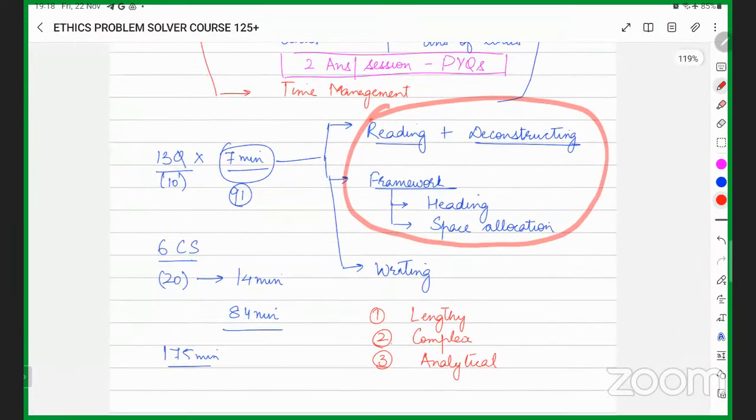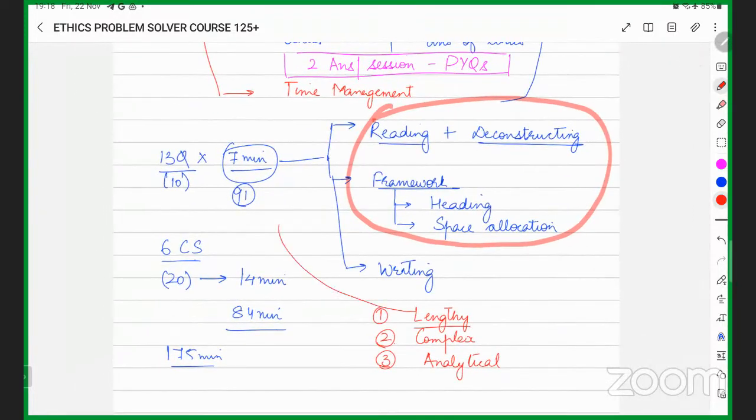Now, since the questions have become lengthy, the time to read the questions has increased. Since the questions have become complex, deconstructing the questions has become a challenge, and deciding the framework within your minds has also become a challenge. Since the questions have become analytical, writing them has become a bit difficult. So the challenge now is to complete the 10 markers within 7 minutes.